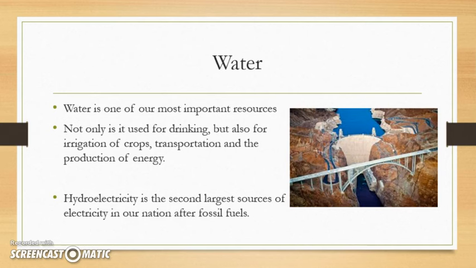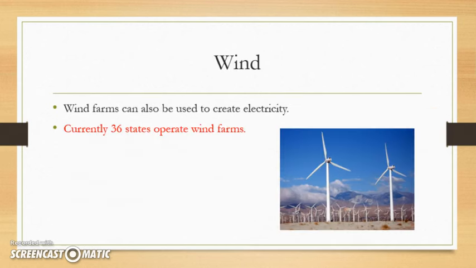We use it not only for drinking, but we also need it to irrigate our crops to help grow food. We use it for transportation, and we also use it to produce energy in the form of electricity. What you see in the photo, of course, is the Hoover Dam, which is used to produce electricity for the Southwest. Hydroelectricity is the second largest source of energy after fossil fuels.